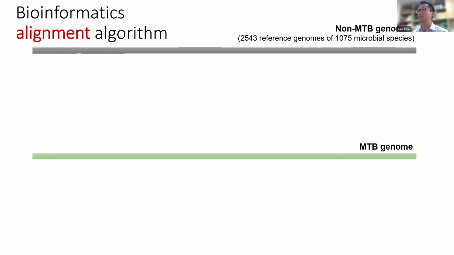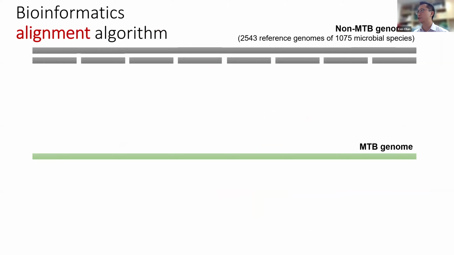The second advancement is the bioinformatic alignment algorithm. We compare the TB genome with more than 2,500 reference genomes, including those of NTM. So we compare the genome.